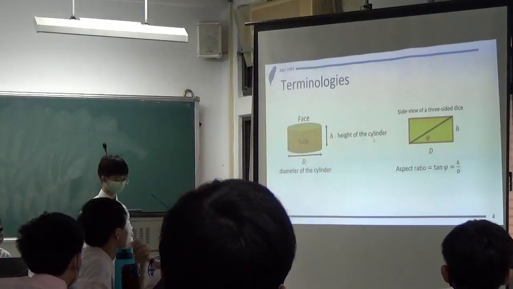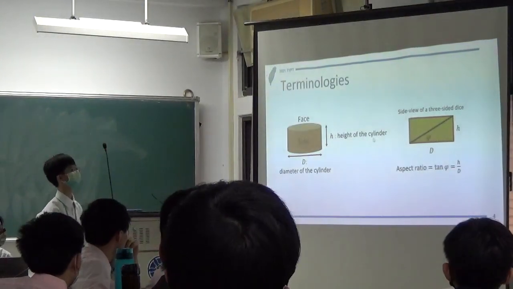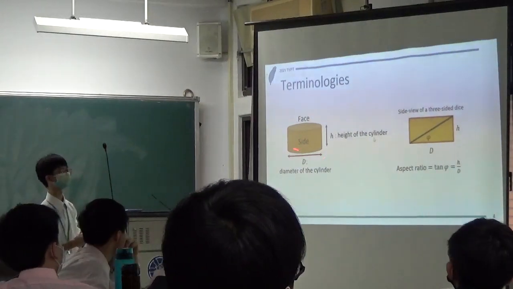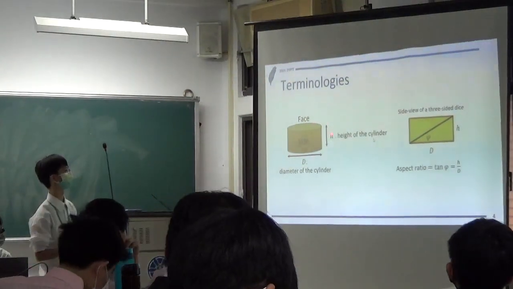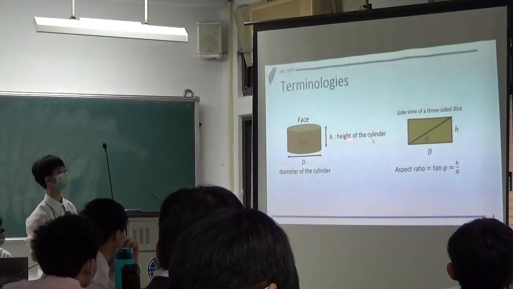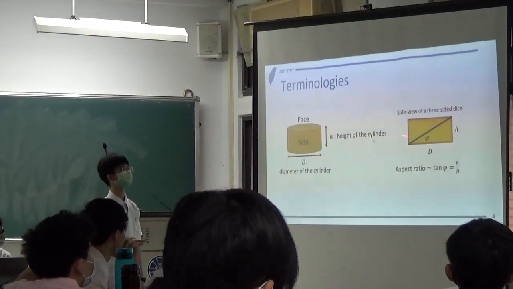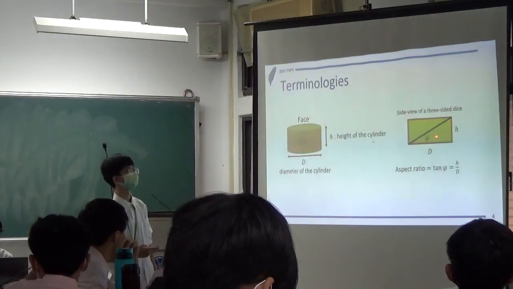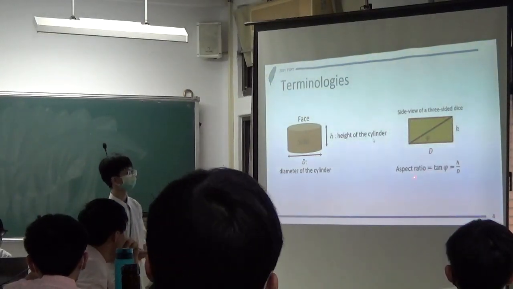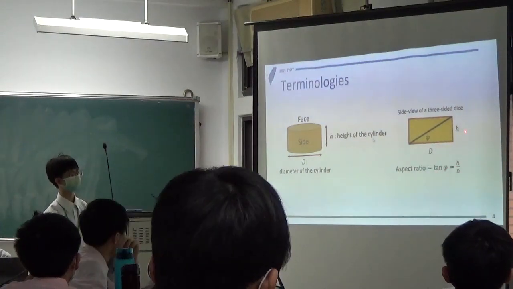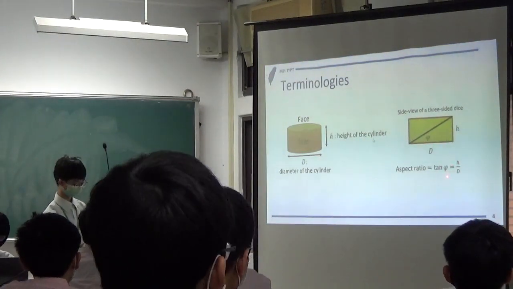Okay, so first comes some analogy, and we define the top and bottom surface as the face, and the rest is the side, and h is the height of the cylinder, and d is the diameter of the cylinder. This is a side view of the three-sided dice, and this angle is phi. So the aspect ratio equals tan phi, which equals h over d.